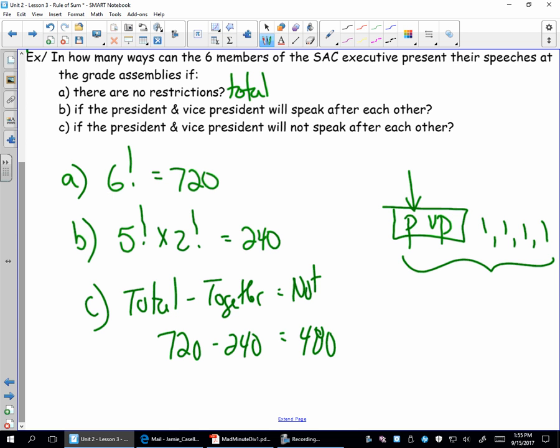And that's way faster than trying to figure out, okay, I have my 5 people, and I'm going to make sure my 6 people are straight, and I'm going to make sure the VP and the president are not one after each other. I'm going to split them up. That's kind of complicated to figure out. This indirect method, this complement, is way faster.